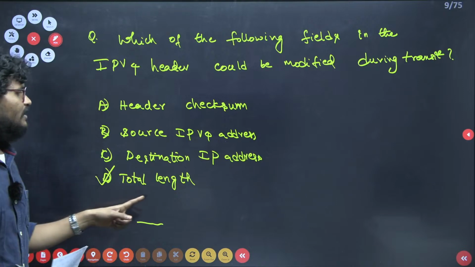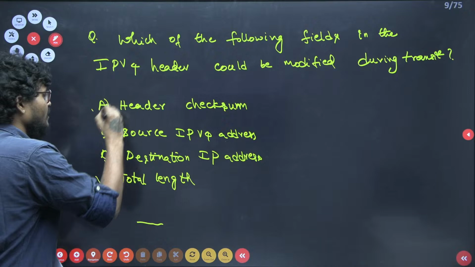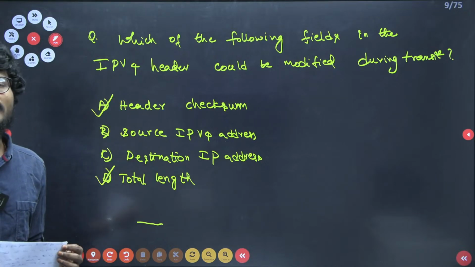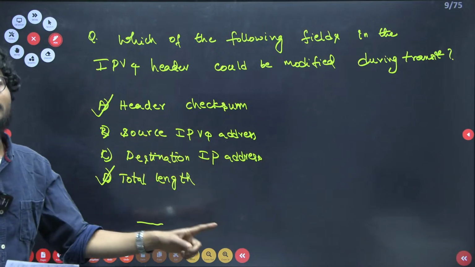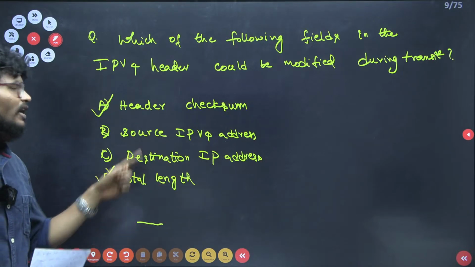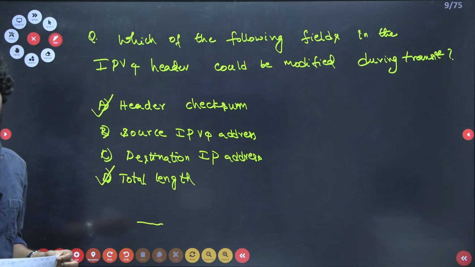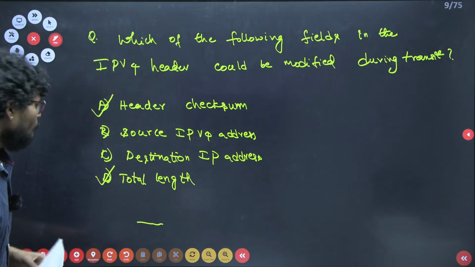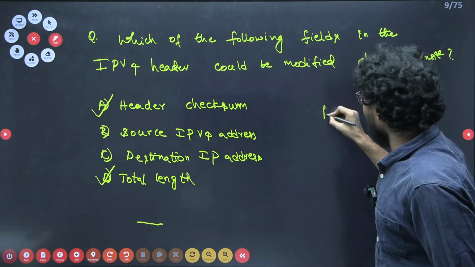And when you change some of the fields, obviously you need to recalculate your checksum. So any fields that are related to fragmentation can change in transit. When the fragmentation happens, these fields can change. Besides, the TTL field, time to live, also can change. Among the options, option A and D are the correct answers.